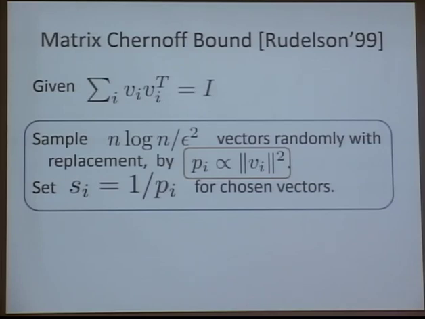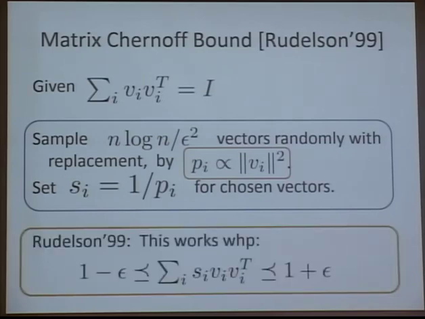So, just like there are concentration inequalities for sums of independent random numbers, there are concentration inequalities for sums of independent random matrices. And one of the first really strong ones is due to Rudelson. And it's exactly this statement. If you have a decomposition of the identity, if you sample the vectors according to their length squared, if you take n log n over epsilon squared samples, and of course you rescale them by 1 over the probability just to make it an unbiased estimator, then you get within 1 plus minus epsilon of the identity.